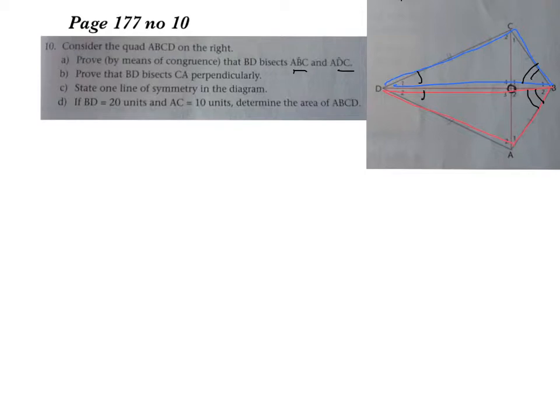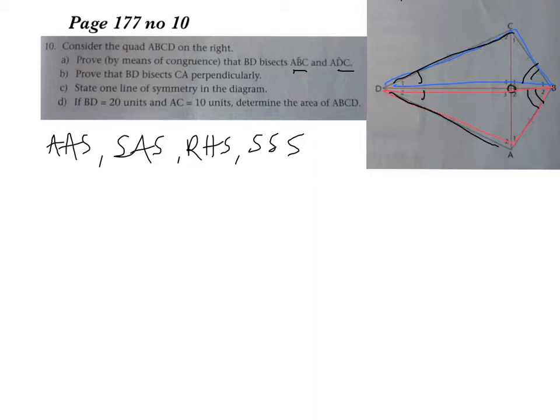So let's look at the information that we've been given. We know that for triangles to be congruent, they have to pass one of four tests: either angle, angle, side; side, angle, side; right angle, hypotenuse, side; or side, side, side. So we know we've already been given two sides. We know this side is equal to that side. So with one side, we know that this side is equal to that side, and this side is shared. So we're looking at side, side, side.